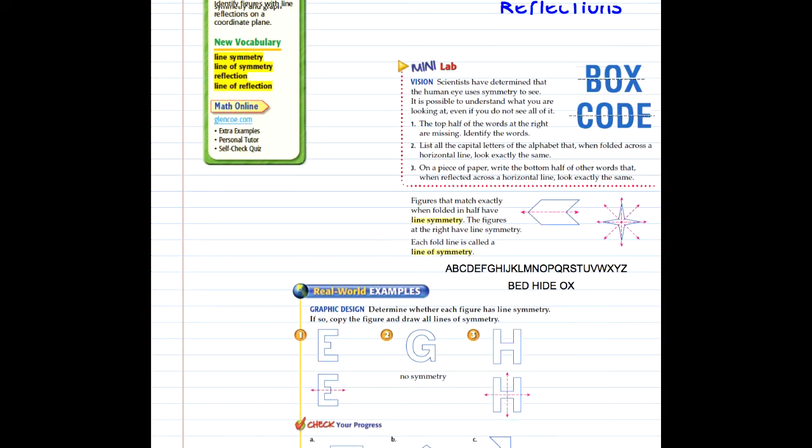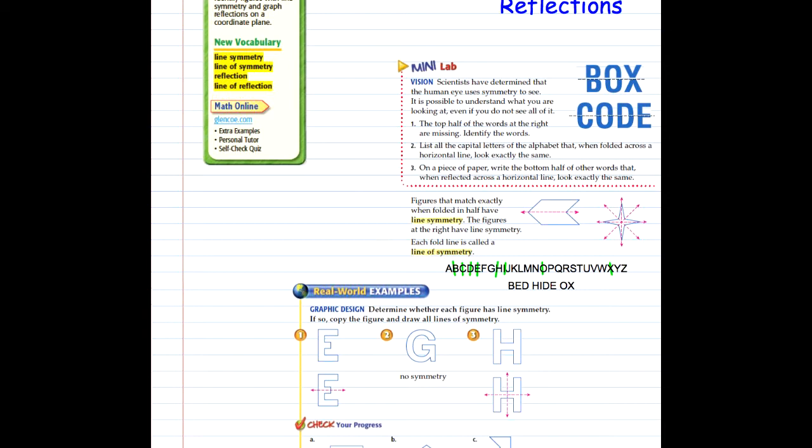I've listed all the letters of the alphabet. If I go through and see which ones look exactly the same, I would have B, I would have C, I would have D, I would have E, I would have H, I, O, X, I believe. So not all, not very many actually.